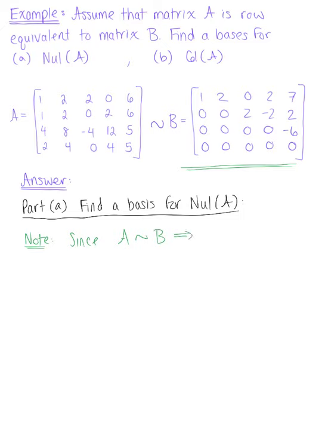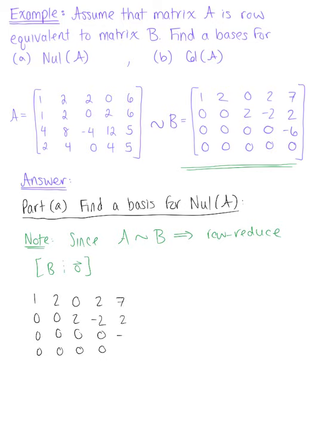let's row reduce the augmented matrix B with the 0 vector. So we have matrix B, which is 1, 0, 0, 0, 2, 0, 0, 0, 0, 2, 0, 0, 2, minus 2, 0, 0. And last but not least, we have 7, 2, negative 6, 0. Again, we're augmenting this with our 0 vector.